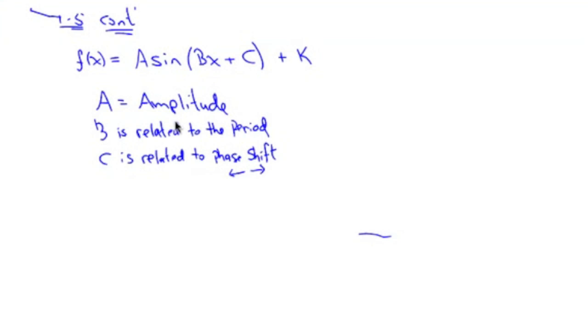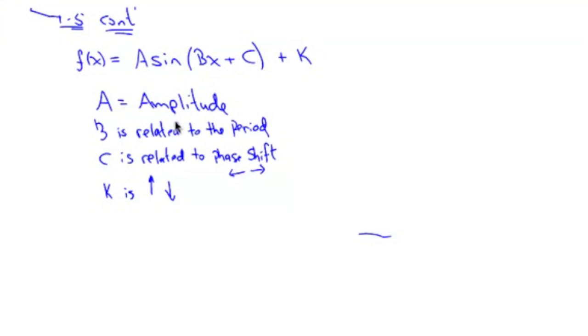There's also something called phase lag, phase shift. They use both of those. And then there's time lag, and we'll talk about that one a little bit later. And of course, the K up here is just going to move it up or move it down. It's just a vertical translation. And that's probably the easiest one out of all of them besides the amplitude.